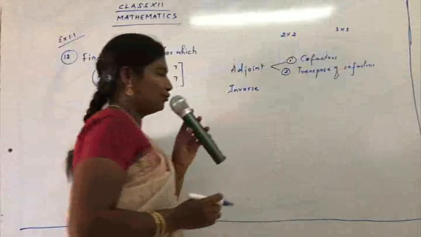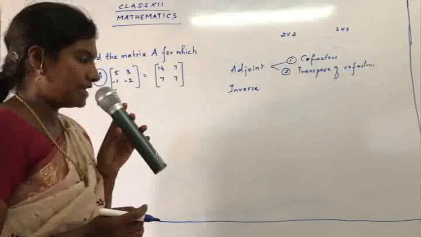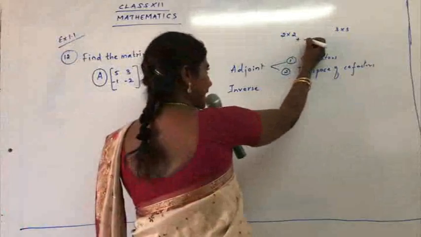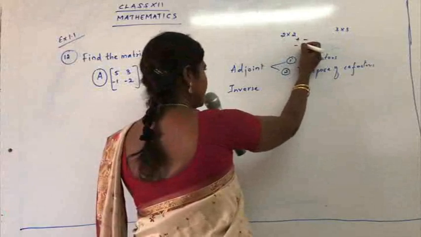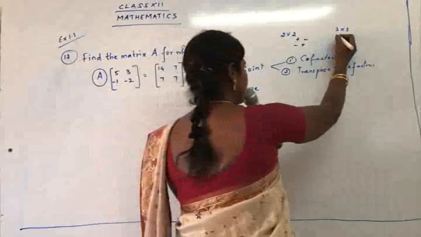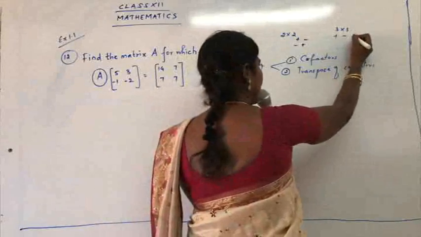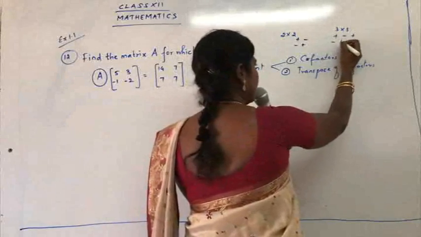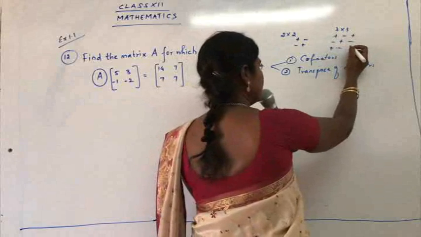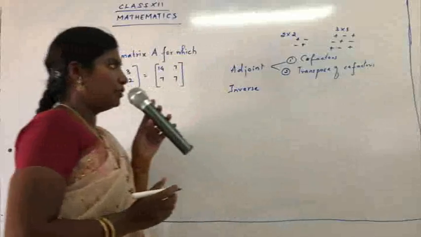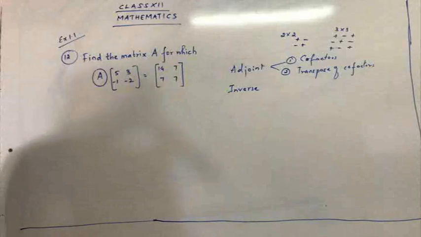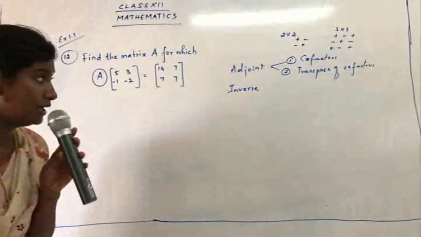What was the sign for a 2 by 2 matrix? Tell me the signs. Yes, it was plus, minus, minus, plus. And what was the sign for a 3 by 3 matrix? Plus, minus, plus, minus, plus, minus, plus, minus, plus. So we have to be very careful with the sign. Once the sign is clear and you write the numbers correctly, everything goes in a proper way.